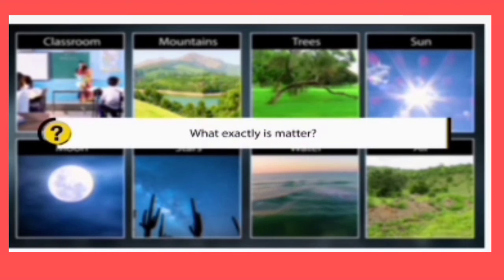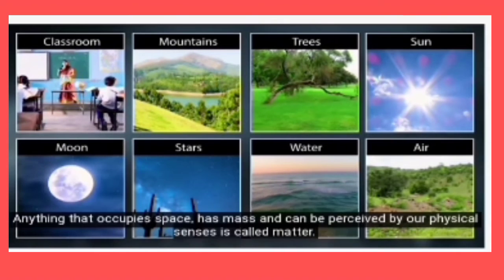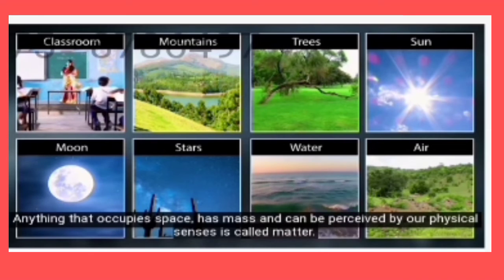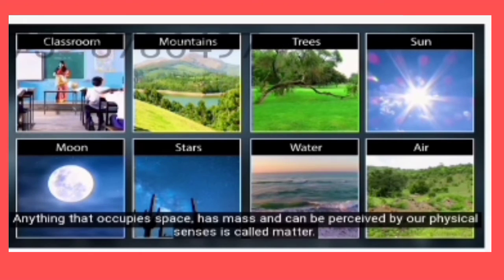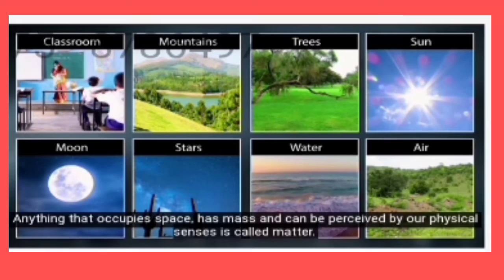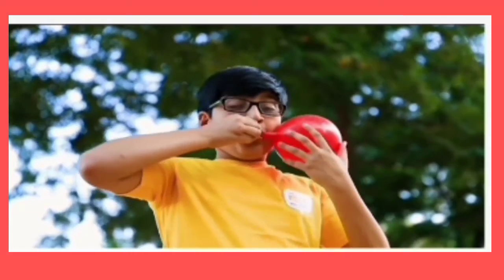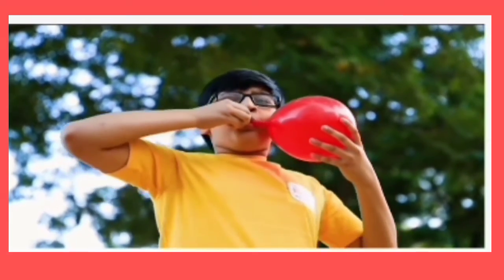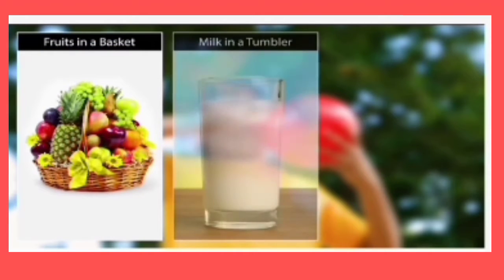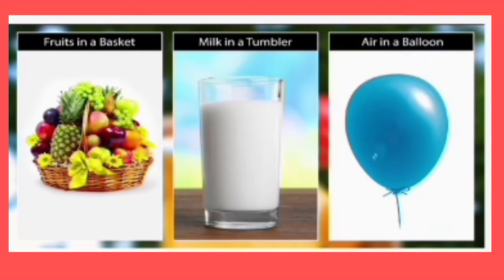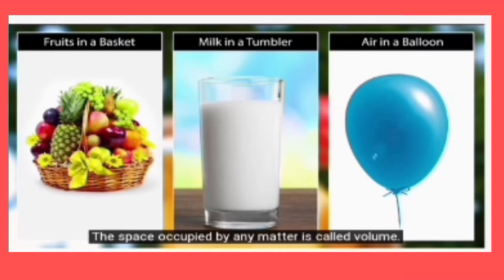But what exactly is matter? Anything that occupies space, has mass, and can be perceived by our physical senses is called matter. To understand this, let us consider some examples of things around us, such as fruits in a basket, milk in a tumbler, or air in a balloon. All these things occupy space. The space occupied by any matter is called volume.